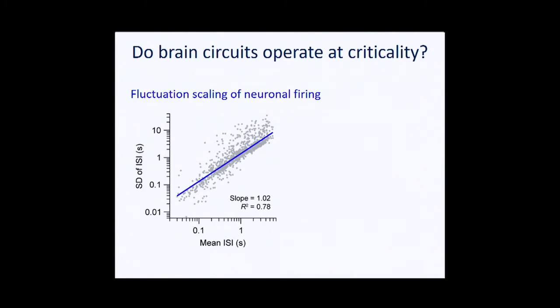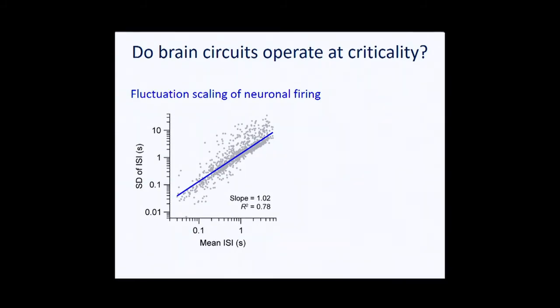The first one is what is called fluctuation scaling, which basically means that neurons that are slower in terms of firing tend to be noisier. Okay? So neurons that are slower are less reliable in firing. What I'm plotting here on the x-axis is the mean interspike interval. So when this is high, it means that you have slow neurons. And here is the variability of those electrical discharges.